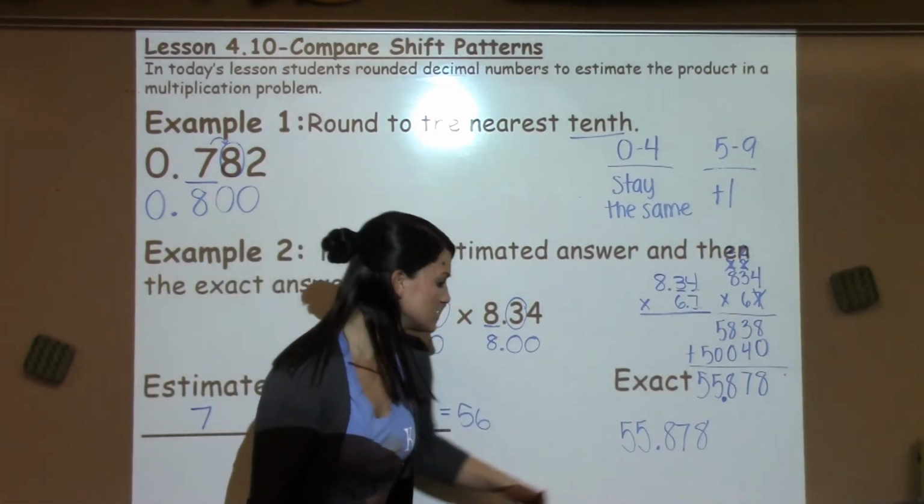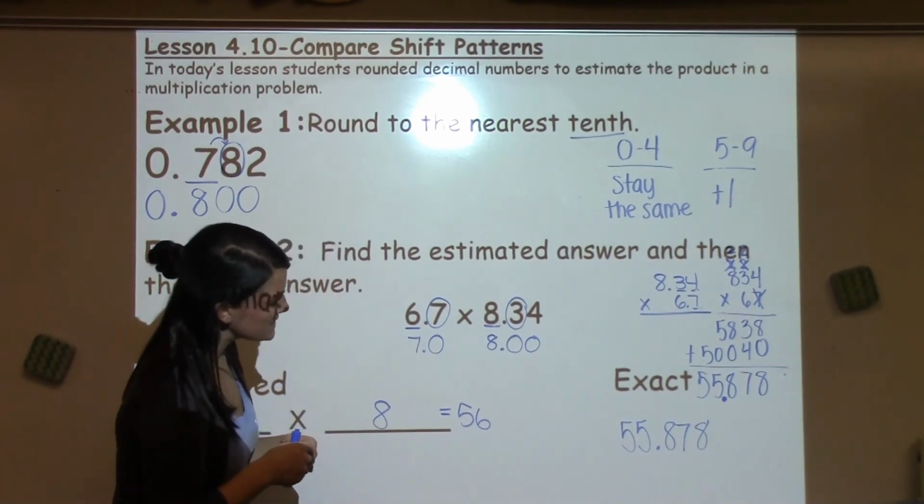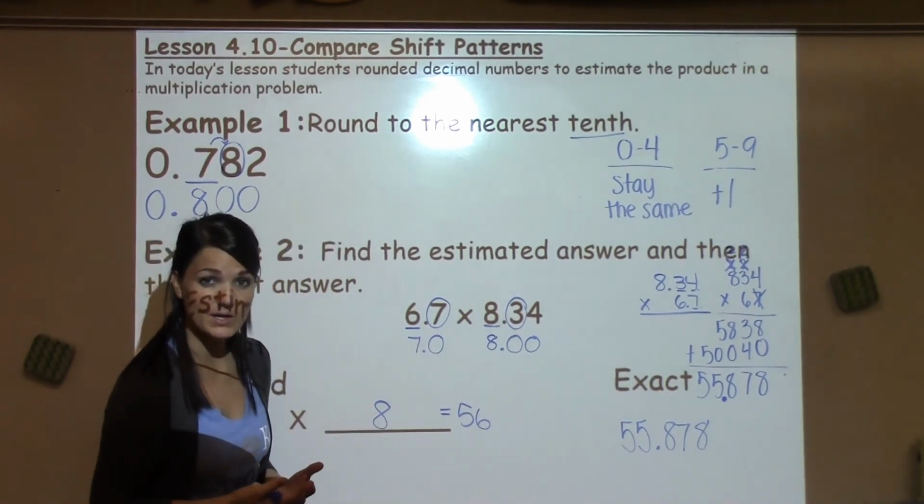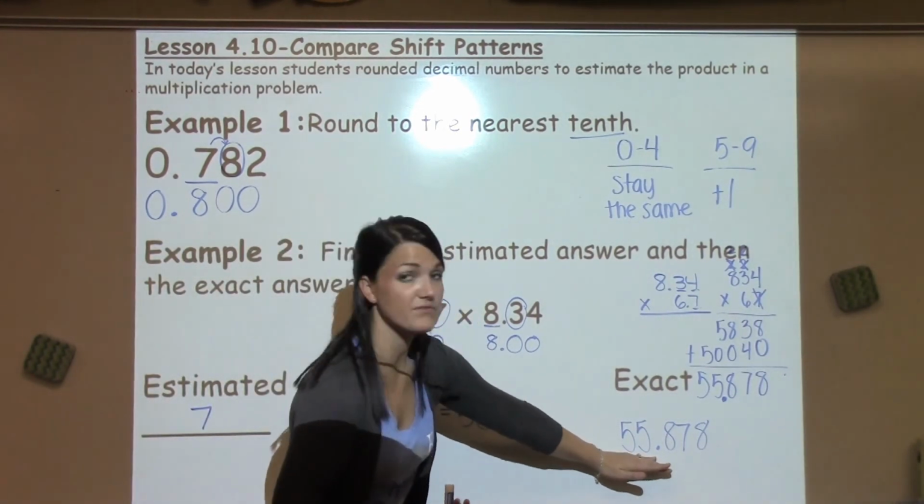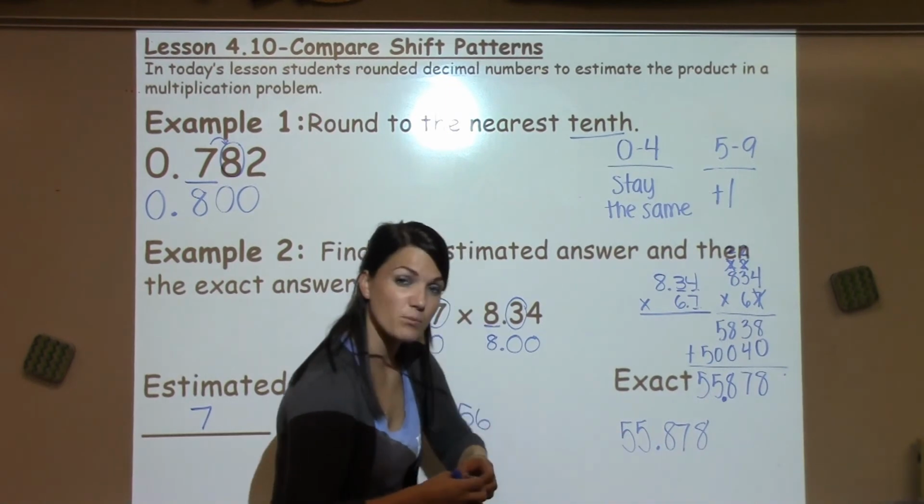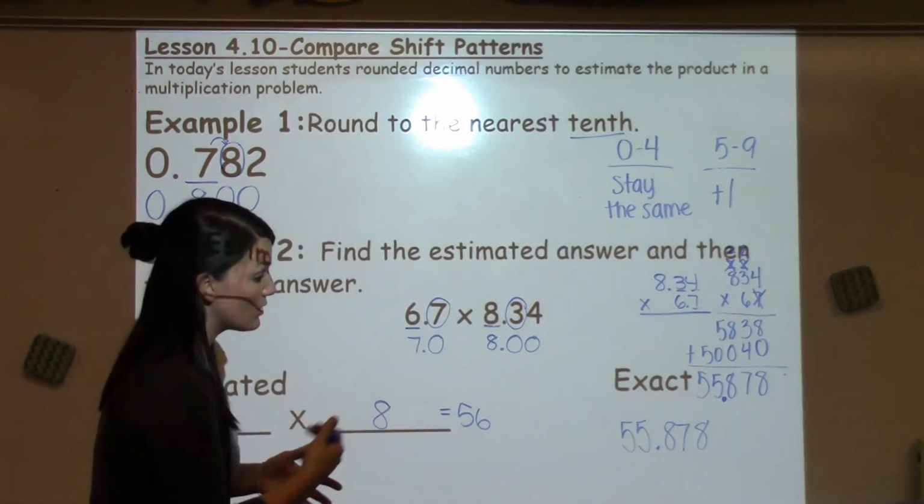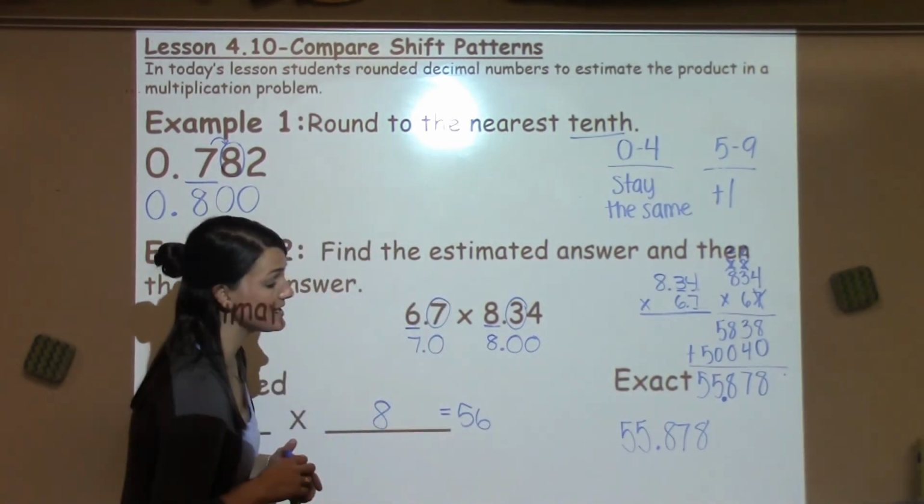Now, students might look at these two numbers and think, those are not close at all. This has a lot more digits. This doesn't have a decimal. This one does. But when you really focus in on the number, these are very, very close. This number is 56 wholes. This number is 55 wholes with 878 thousandths, which is a decimal piece as well. But if I were to round this, it would be 56.